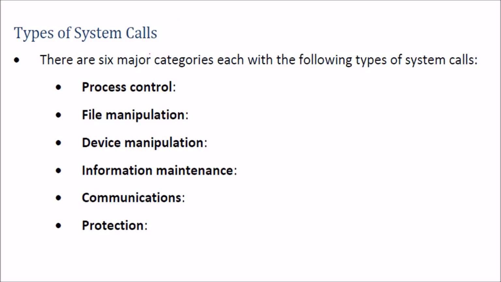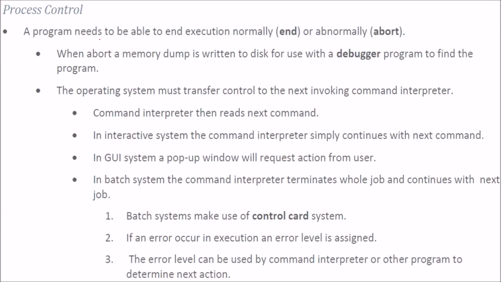So there are various types of system calls. We are going to take each and every one of them. There are 6 major categories of system calls: process control, file manipulation, device manipulation, information maintenance, communication and protection. So what is process control?